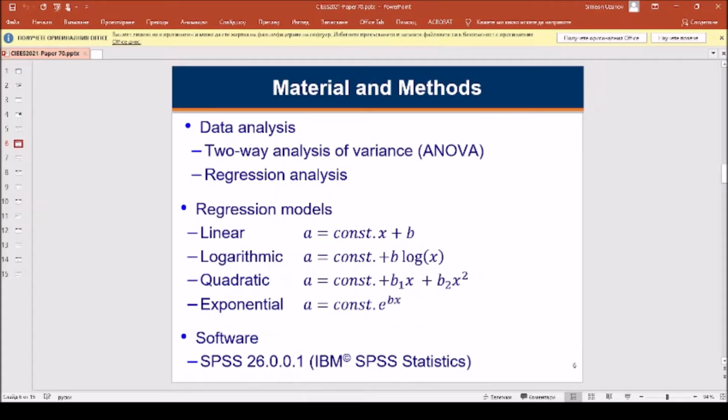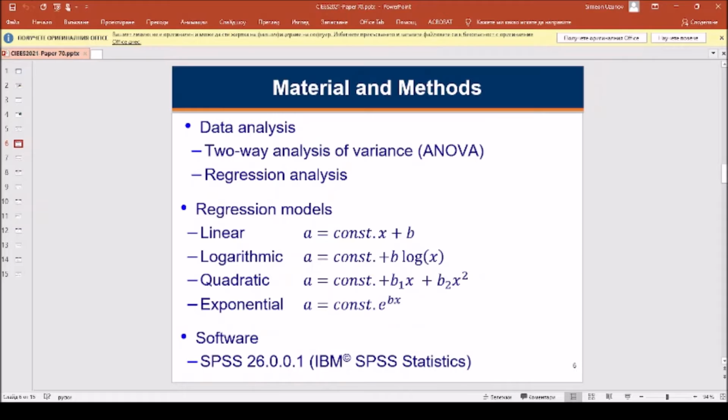Materials and methods. The effect of soil moisture on the depth of tillage for the agrotechnical operations, plowing and cultivation, at different speeds of the aggregate was analyzed using two-way analysis of variance ANOVA and regression analysis. The aim was to compile predictive models defining the relations between the observed parameters. Level of significance P less than 0.05 was considered statistically significant.